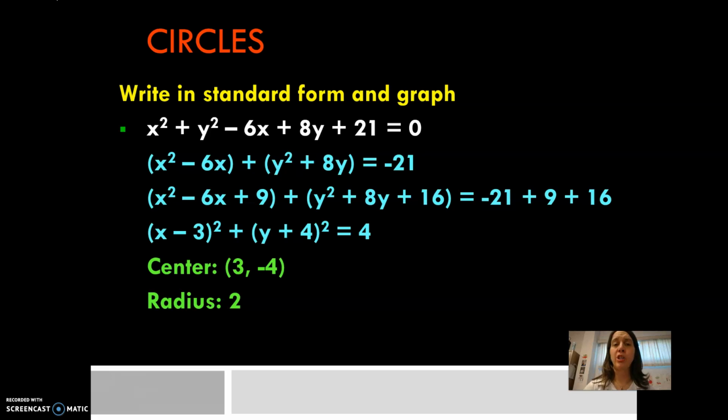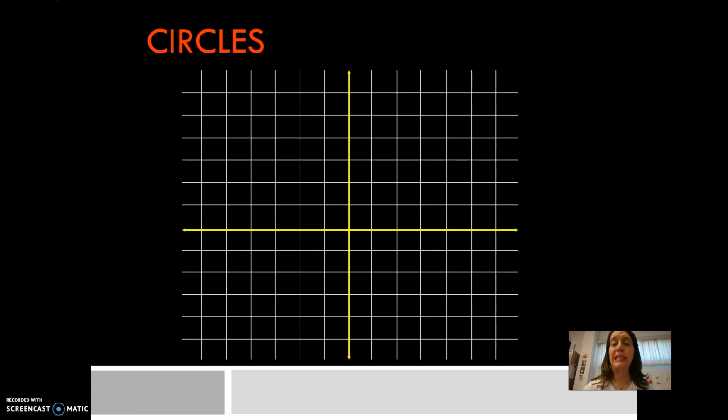When I go to graph the circle, the first thing that we have to use is the center. Remember, we just said the center was located at 3, negative 4. So I moved right 3 and I moved down 4. From that center, I now can move in each direction where the radius is 2. So I went right 2, left 2, up 2, and down 2. And there is our circle that we have located on the Cartesian plane.